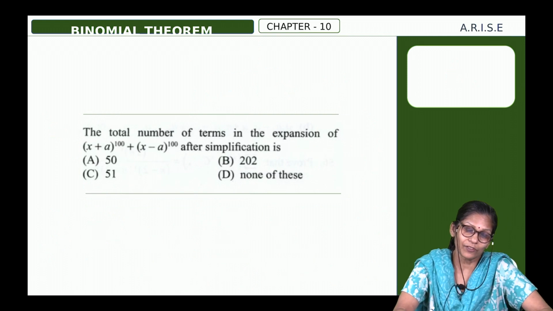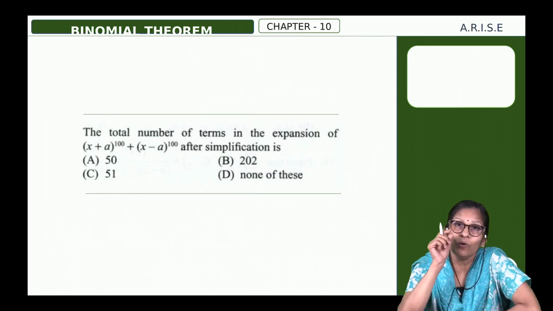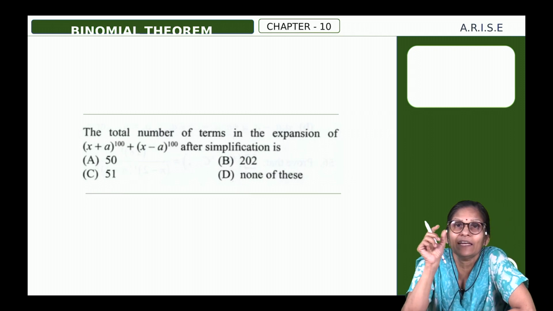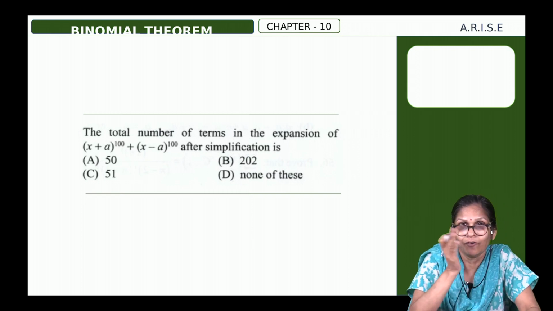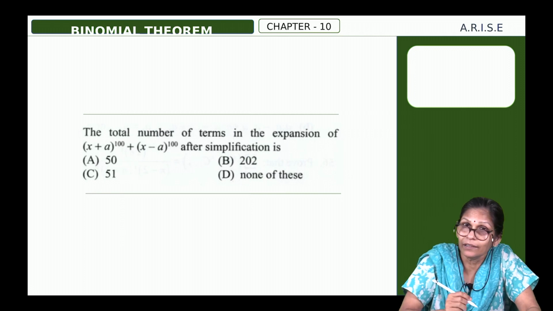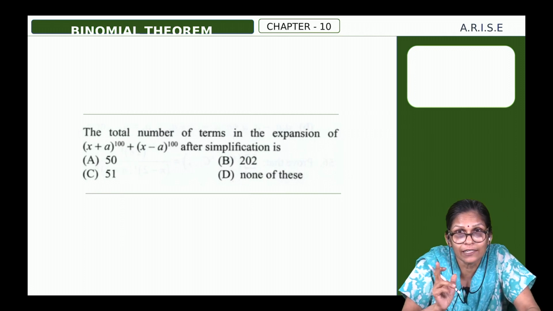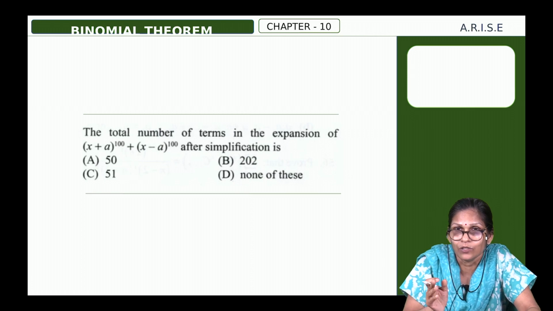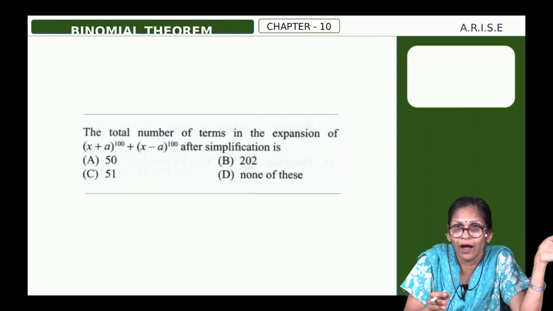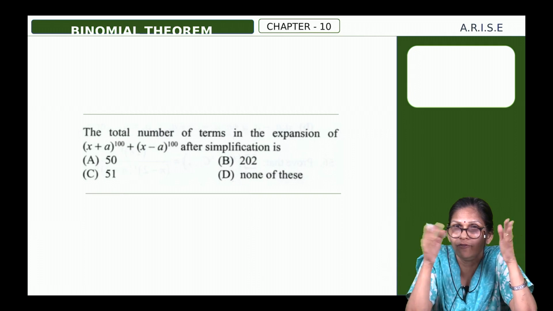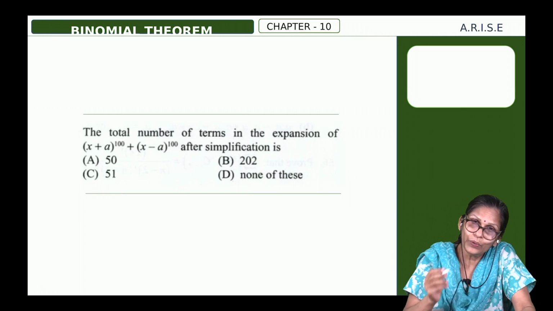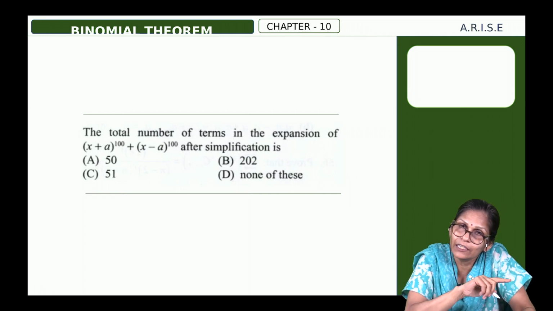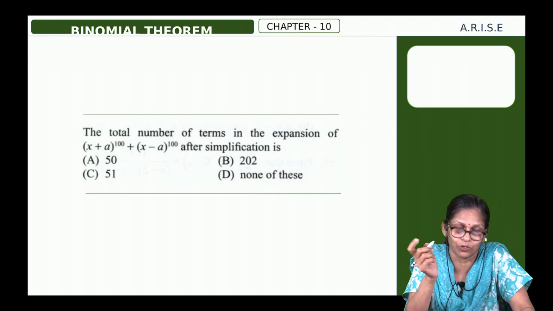Now, the total number of terms in this expansion. It is of the form (a + b) and (a − b) the whole raised to n. In (a + b) whole raised to n, one half of these will cancel. But here the problem is this has 101 terms. So, of the 101 terms, half will get added and the other half will get cancelled. So, which half? Are the 51 terms going to cancel or are the 50 terms going to get cancelled?